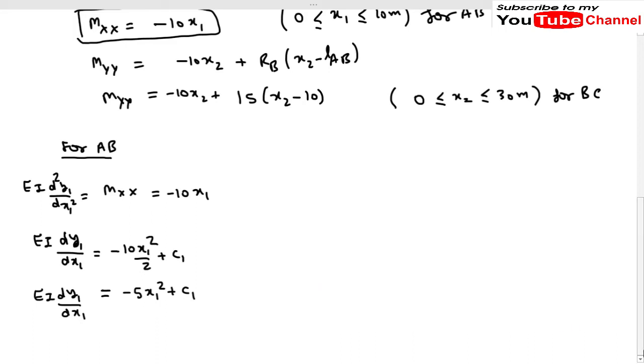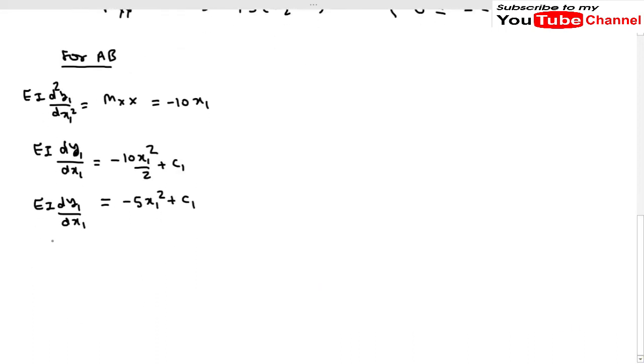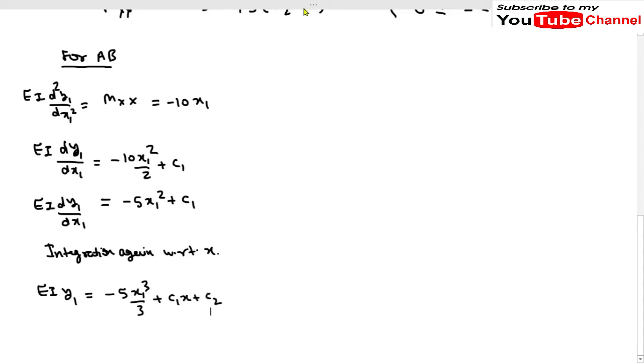Now if we integrate this equation again with respect to x, we will get the equation for deflection for portion AB. It will be minus 5 x1³/3 plus C1 x plus C2. Now we have got the equations for portion AB.